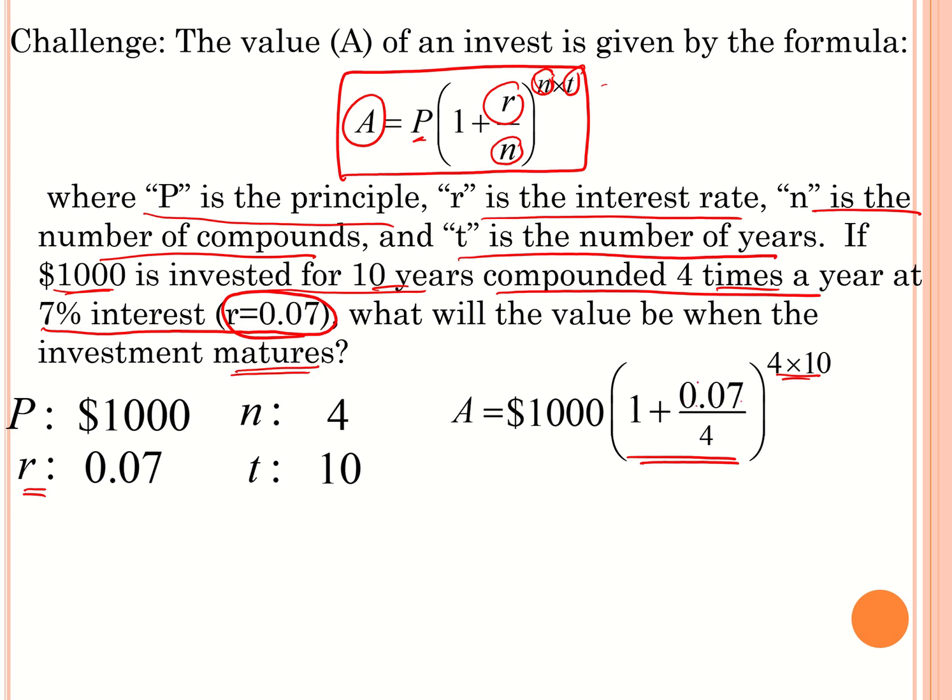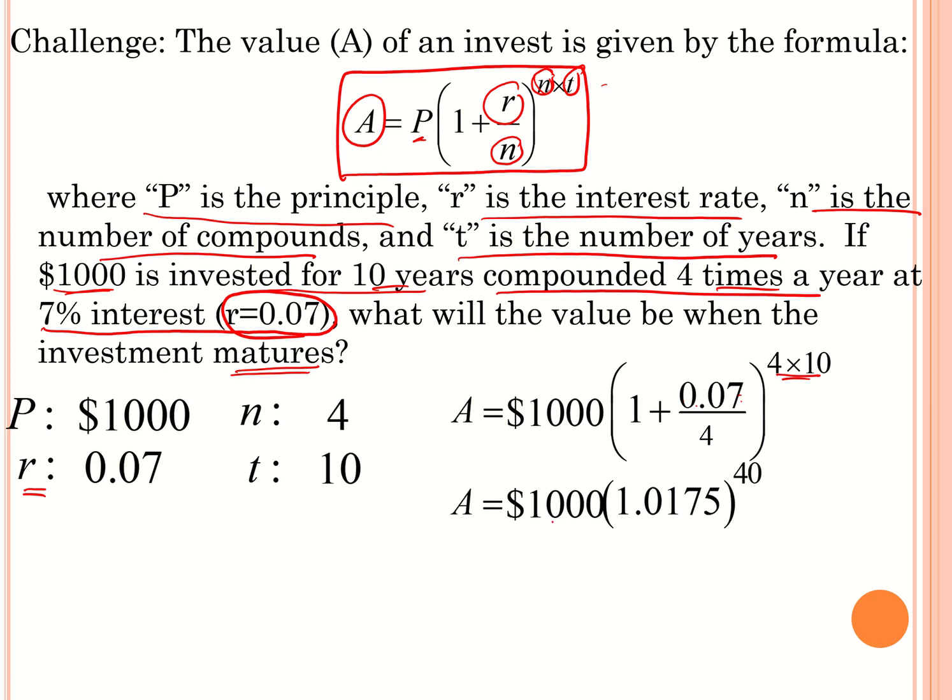And what you want to do is plug this into your calculator. Just try it first, okay? And see if it gives you the same value. So 1,000 times 1.0175. See if this gives you the same thing, okay? So you take this 0.07 divided by 4 first, and then you add the 1, okay? And then 4 times 10 is 40, so the exponent is 40, okay?